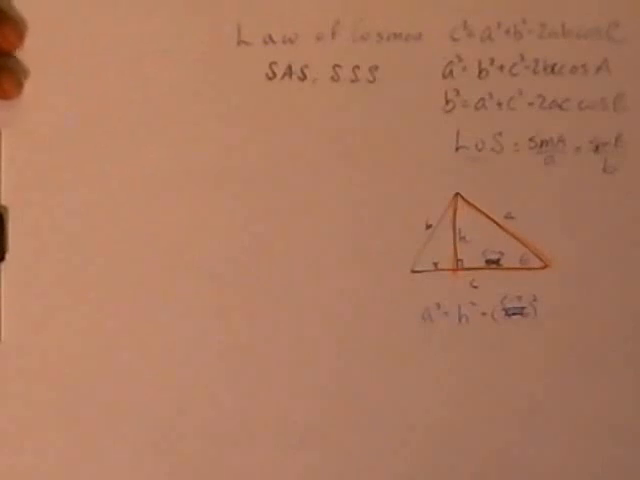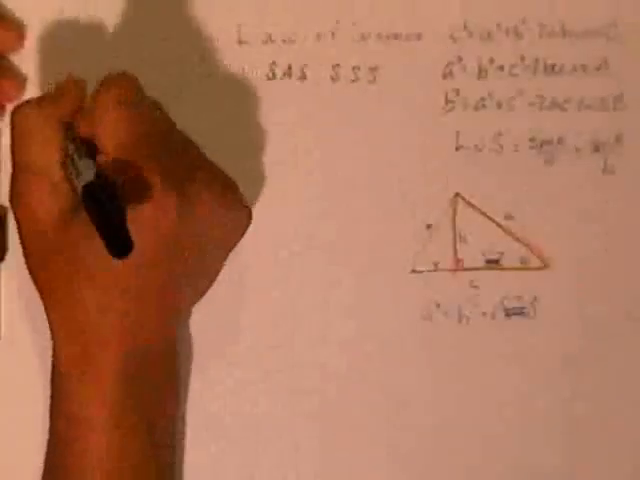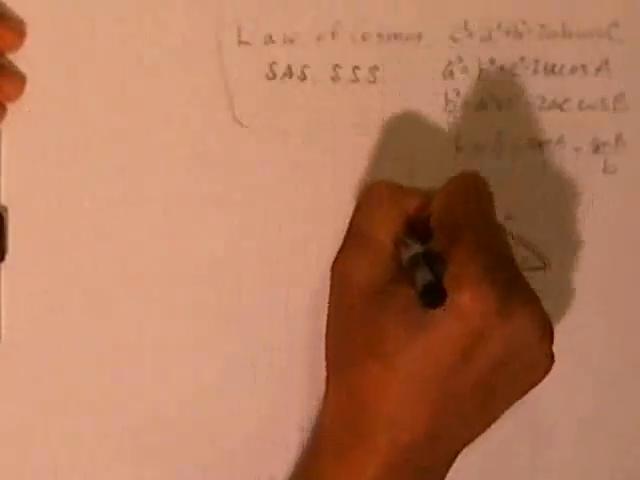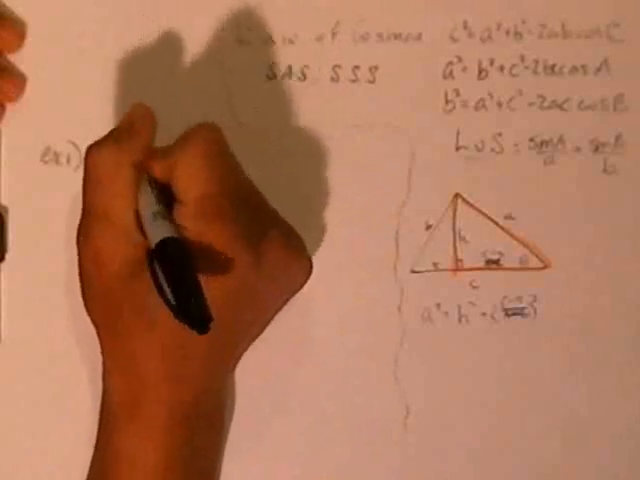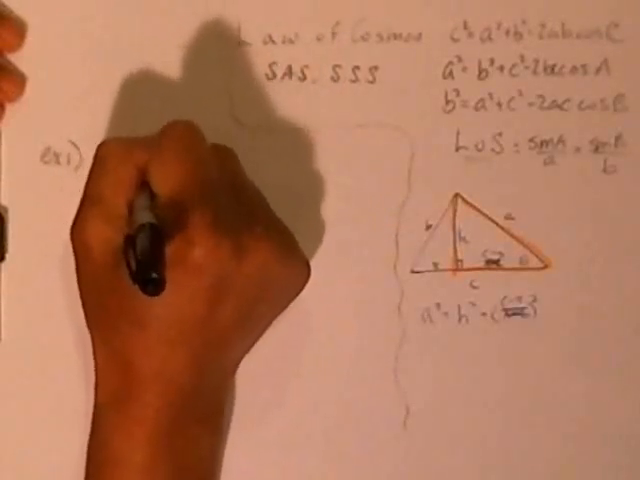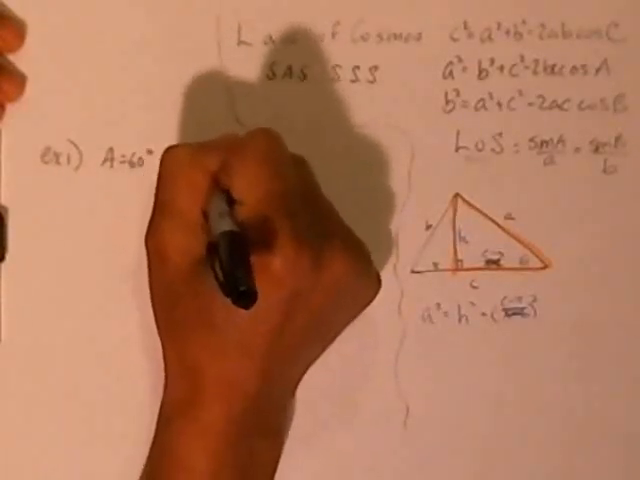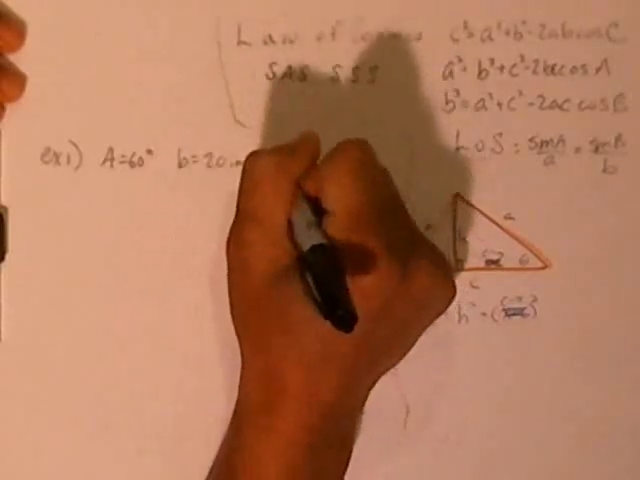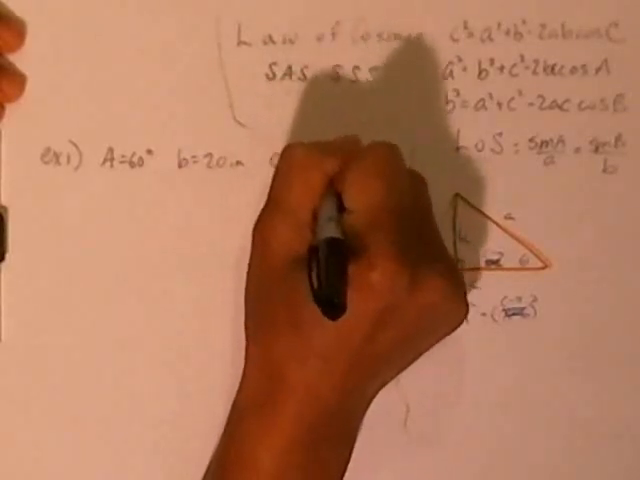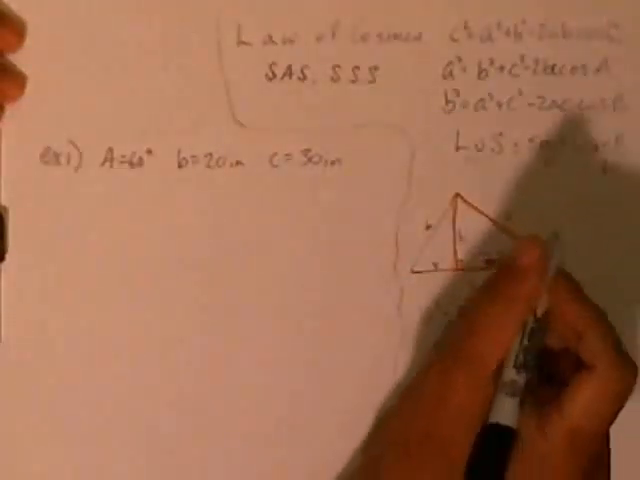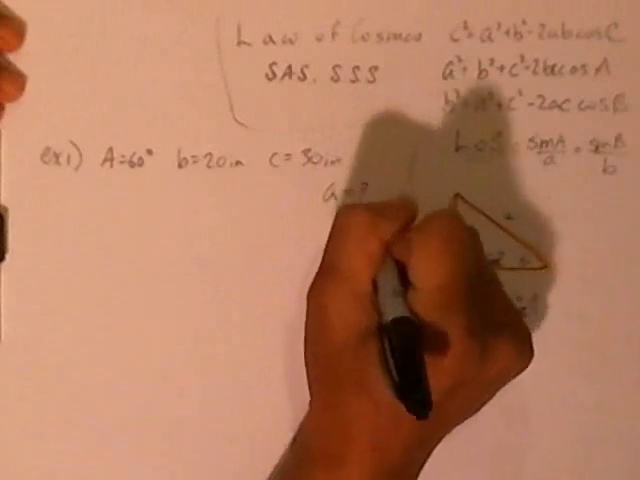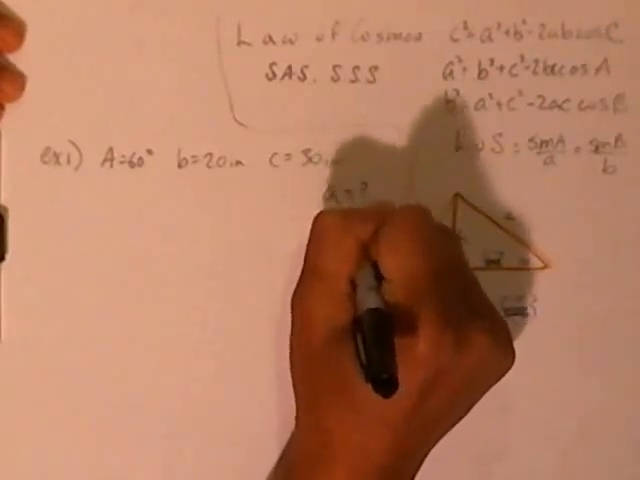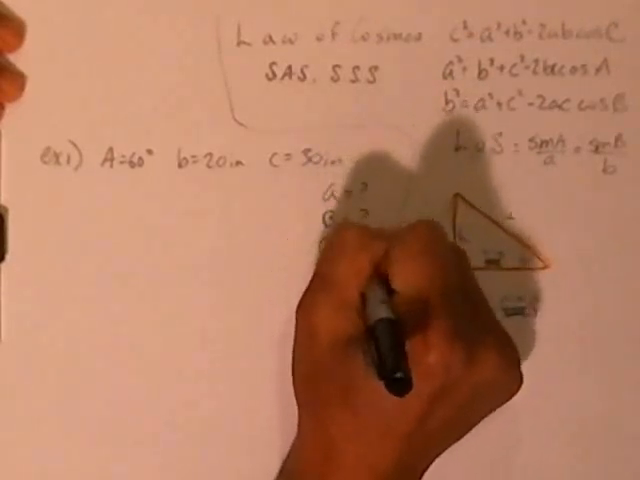So let's get started with one of the examples here. Let's put it aside here. Let's go over example number 1. Example number 1 says it's triangle ABC. A is equal to 60 degrees. Little b is equal to 20 inches, and little c is equal to 30 inches. It says find the missing parts. So we're looking for little a, big B, and then big C.